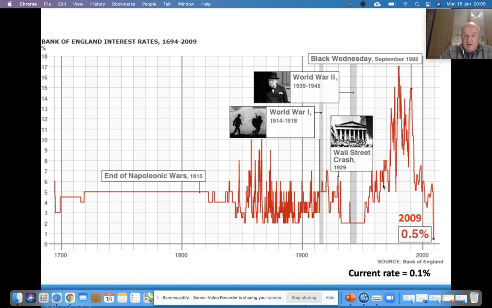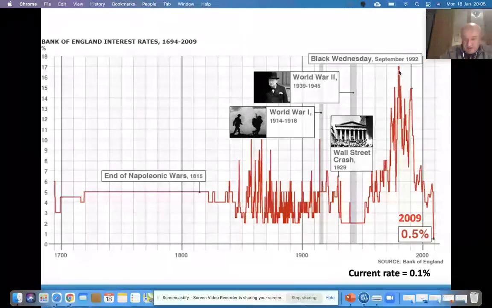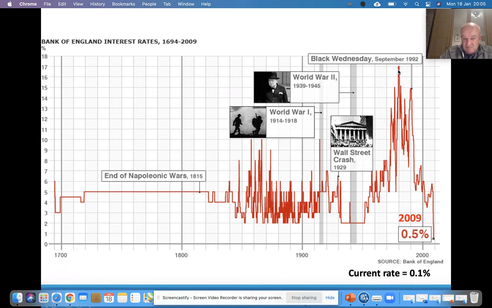But then when we had Black Wednesday around 1992, when we had all sorts of issues in terms of trying to manage our exchange rate and the level of exchange rate that we were trying to achieve in order to go into the European currency, the ERM, you can see that at one stage interest rates were up at 17%. 17%. And when you consider where we are now, the current base rate is 0.1%.